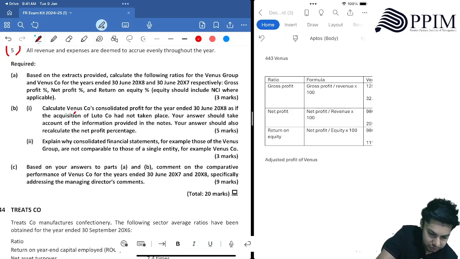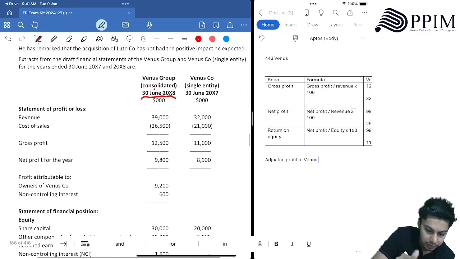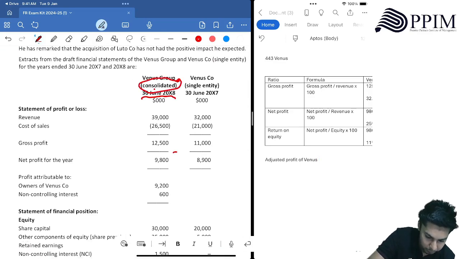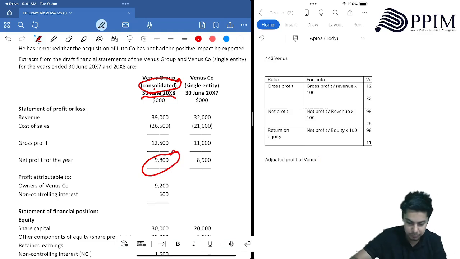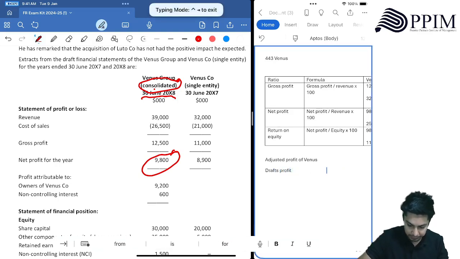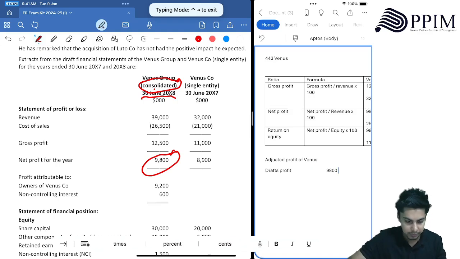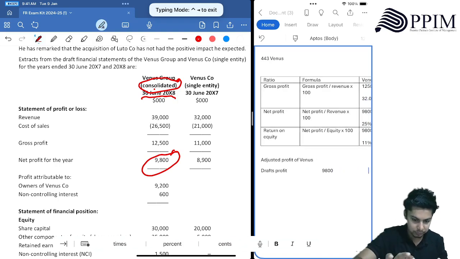Calculate Venus Corporation consolidated profit. So consolidated profit means, guys, this one. Now let me go up, will you? Right now, guys, here can you see consolidated net profit is 9,800. Okay, now guys, first mark it over here. Adjusted profit, start writing it this way. Okay, what's the answer? Right, 9,800 it seems. Mark that one, will you? Adjusted profit 9,800. Okay. Are you guys all okay with that part?